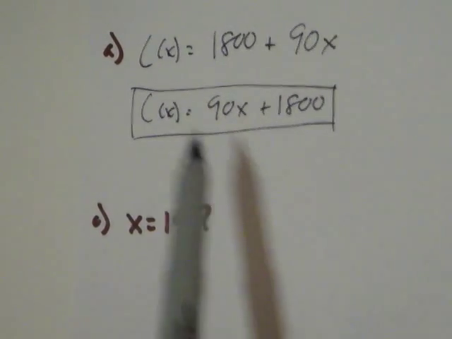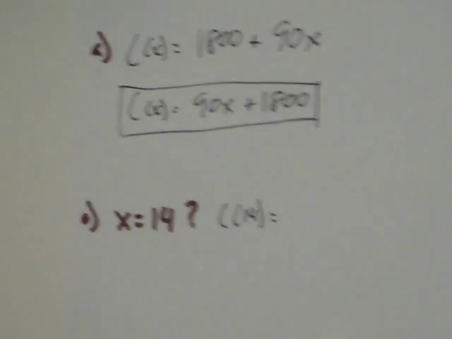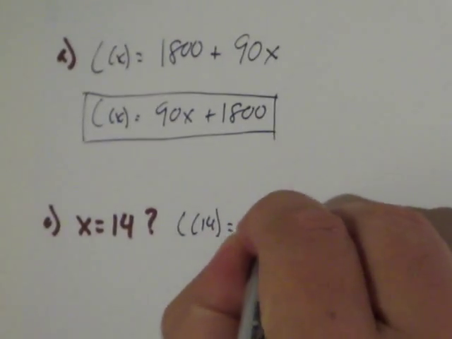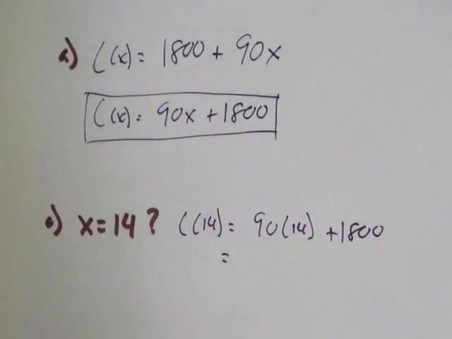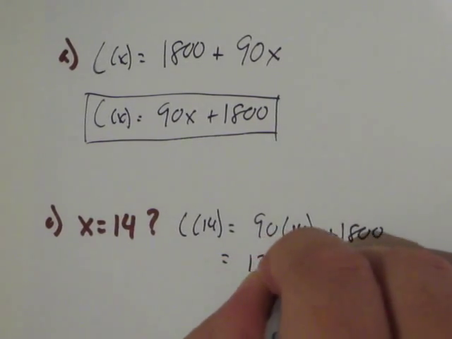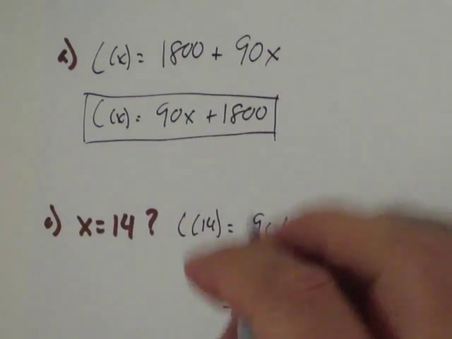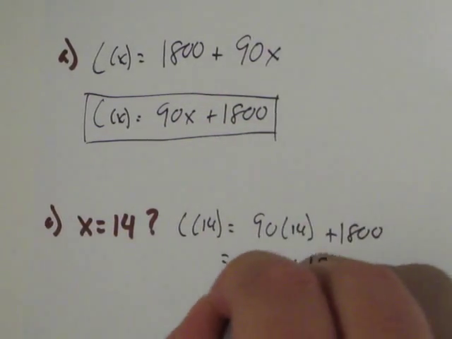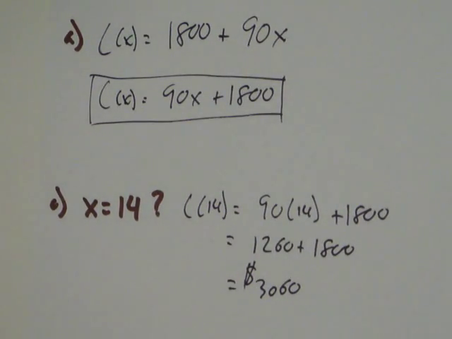Well, this is no big deal. Once we have this, all we have to do is C of 14. And C of 14 would be 90 times 14 plus 1,800. So do the math real fast. Grab the calculator. 90 times 14, that's 1260. So 1260 plus 1,800 is 3,060. So if they make 14 bicycles, it would cost them $3,060 that day to keep the factory going.